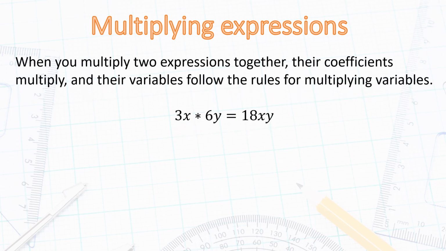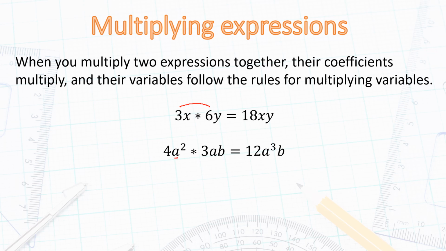All right, so we got 3x times 6y. You do the coefficients part, so the numerical part, 3 times 6, 18. X times y, there's nothing common there, they just push together. 4a squared times 3ab, again, 4 times 3, 12.